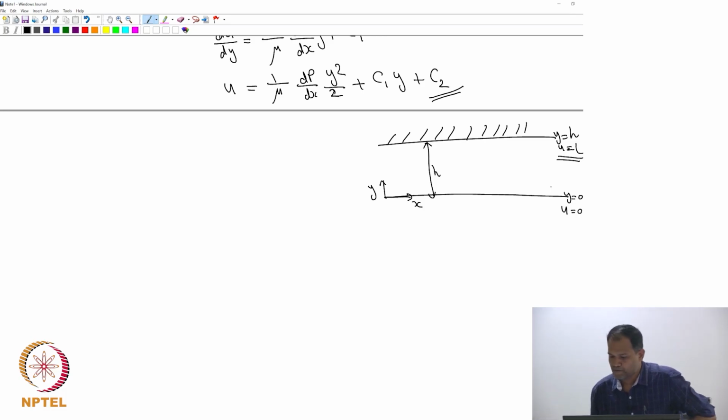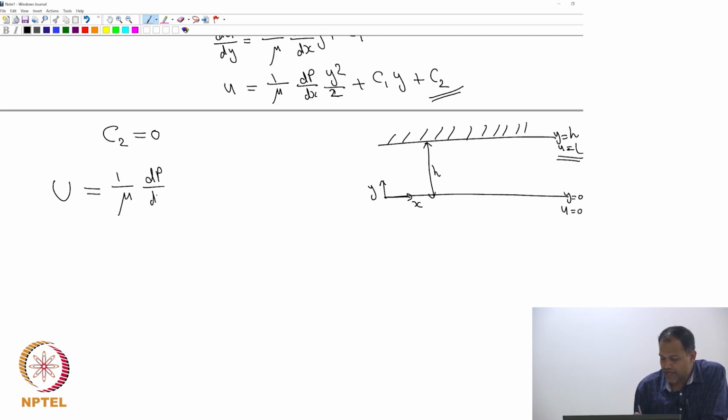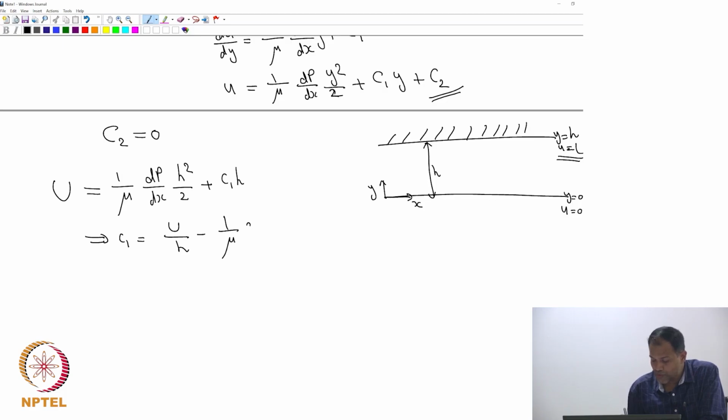So the fact that at y is equal to 0, u is equal to 0 implies C2 equal to 0, and then the only non-trivial boundary condition is that at y is equal to h, u is equal to capital U. So, I can say that capital U is equal to 1 by mu dp by dx h square by 2 plus C1 h, and that gives me C1 is equal to U by h minus 1 by mu dp by dx h square by 2, which means now I can substitute.